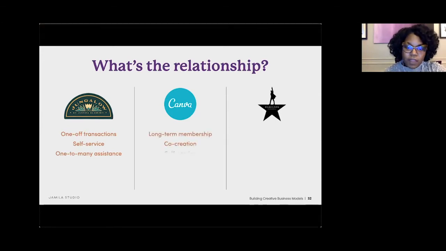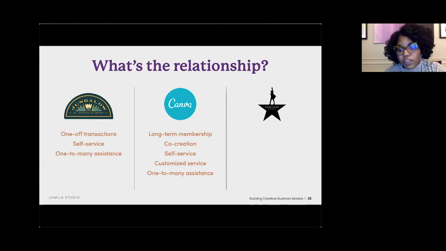Now let's talk about Canva. So you can interact with Canva in a lot of different ways. Canva has a long-term membership where you can sign up, you pay monthly, and you get access to all of their assets for free. So you can use all the photos, you can use all the templates, and then you come to Canva and it's co-creation. So you come to Canva, they have templates that you can use, you customize the template, and then you make it yours. Or you can start from scratch. But the idea with Canva, you don't go and get a finished product, you're creating it within the app.